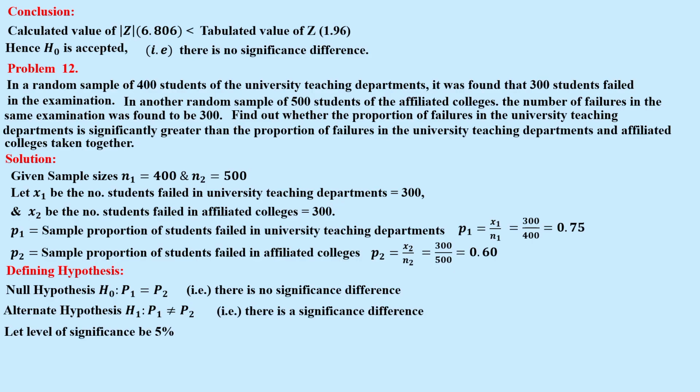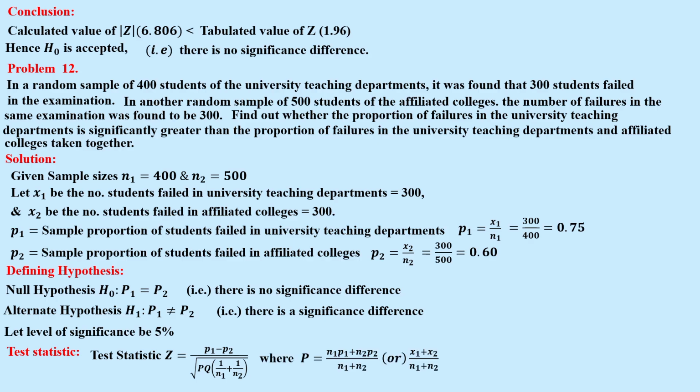Level of significance 5%. Test statistics Z is equal to P1 minus P2 by root of PQ into 1 by N1 plus 1 by N2. Here P is equal to X1 plus X2 by N1 plus N2, 300 plus 300 by 400 plus 500, 0.6667. So Q is equal to 1 minus P, that is equal to 0.3333, right? So test statistics Z is equal to, substituting the values, 0.75 minus 0.6 divided by root of 0.6667 into 0.3333 into 1 by 400 plus 1 by 500, 4.7468.